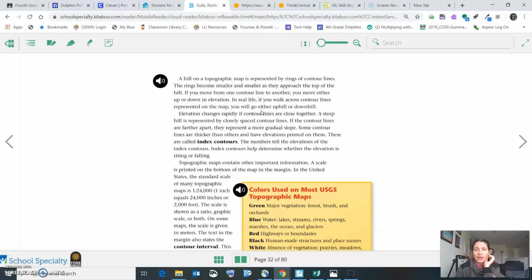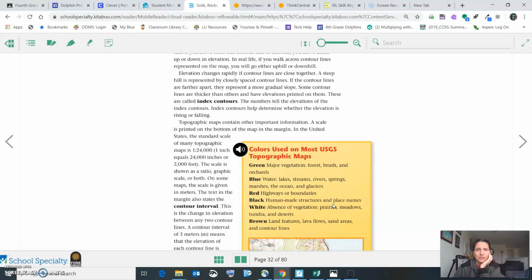Topographic maps contain other important information. A scale is printed on the bottom of the map. In the United States, the standard scale of many topographic maps is 1 to 24,000, meaning 1 inch equals 24,000 inches, or 2,000 feet. The scale is shown as a ratio, the graphic scale, or both. On some maps, the scale is given in meters.